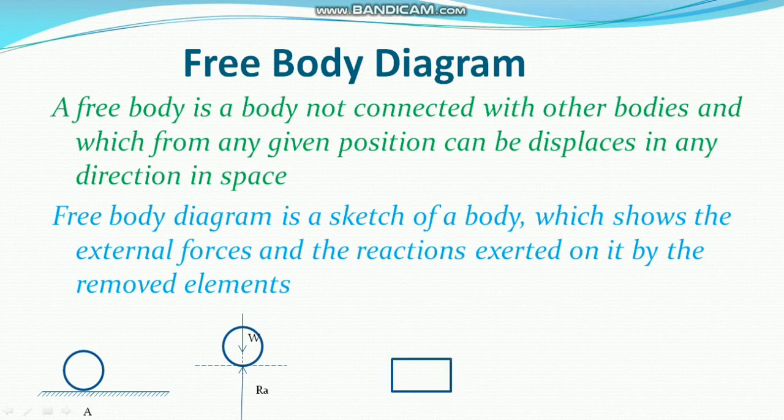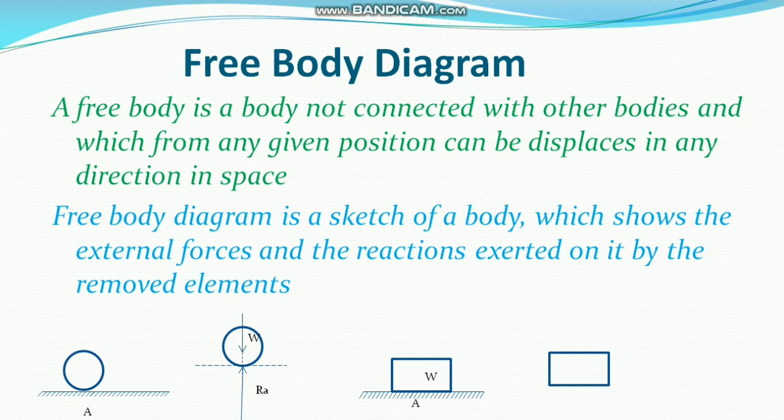Now we will have another example. That is another block of weight W resting on the floor, again at A. In the same way, we can draw the free body diagram here. Basically, we have to show all the points in the free body diagram, so that we can go further to complex problem solutions.